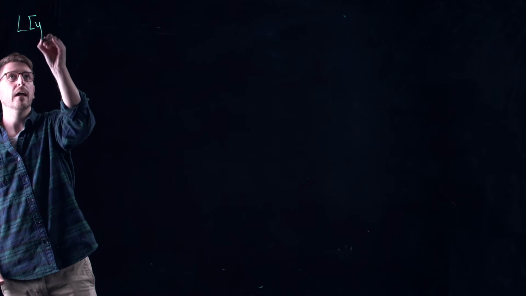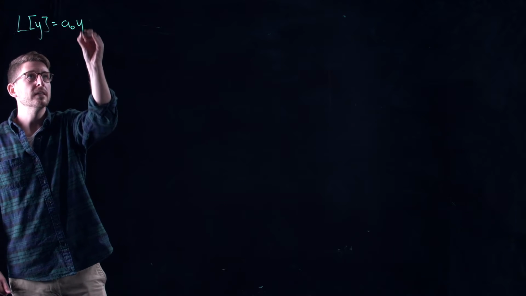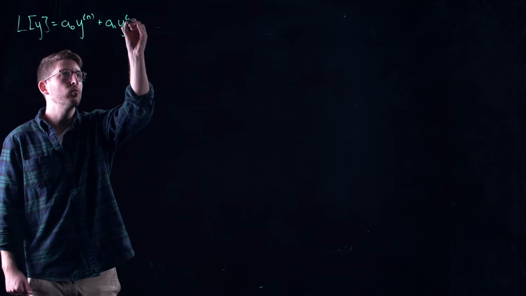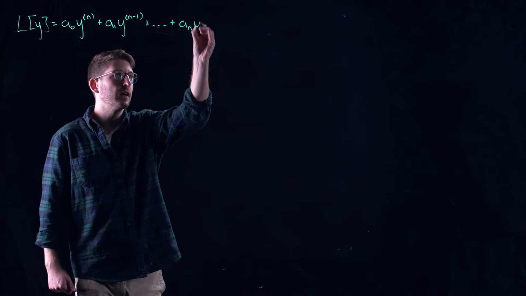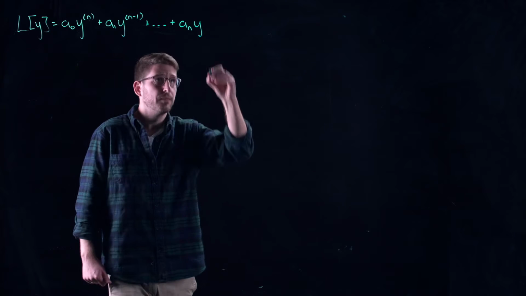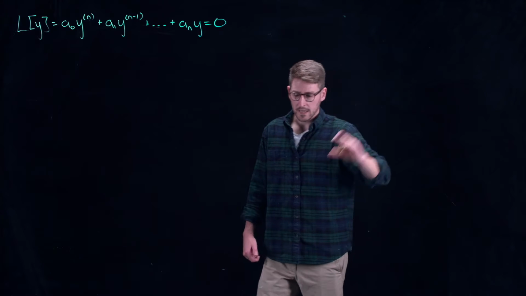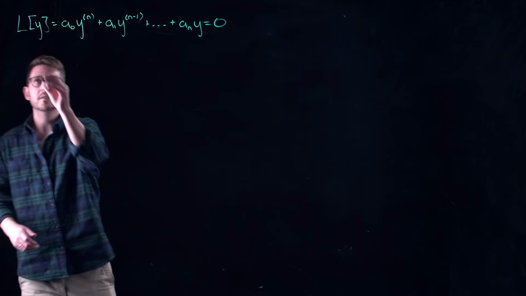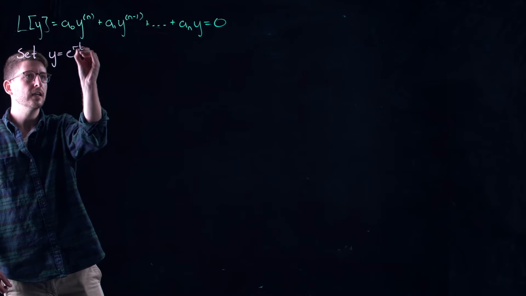But again, let's look at the general setting here. So L of y, this is going to be a0 times the nth derivative plus a1 times the n minus first derivative all the way down to an times y. And again, homogeneous equation, I'm going to set it equal to 0 for today. So you know what I'm going to do. I'm going to set y equal to e to the rt.